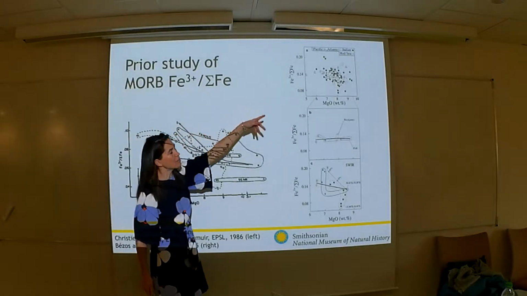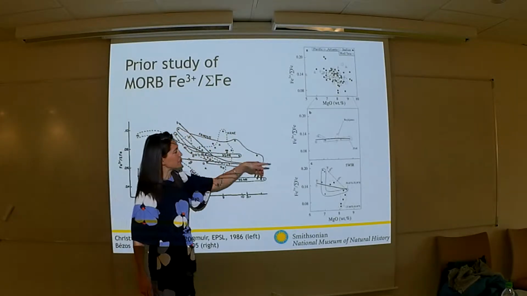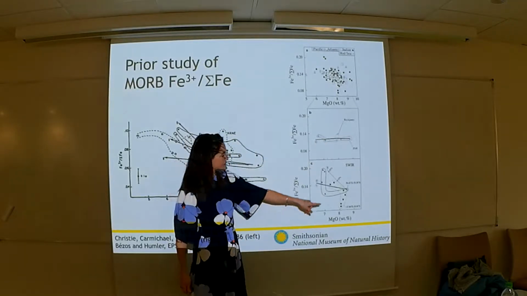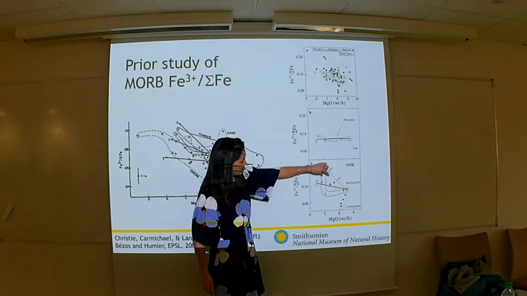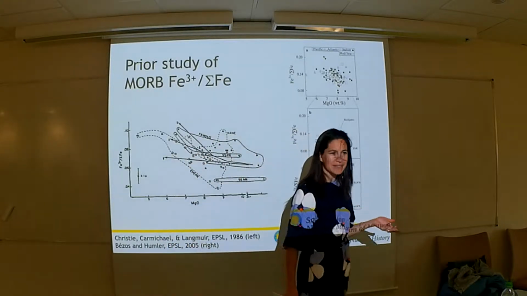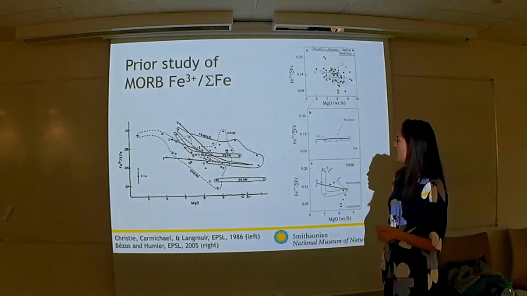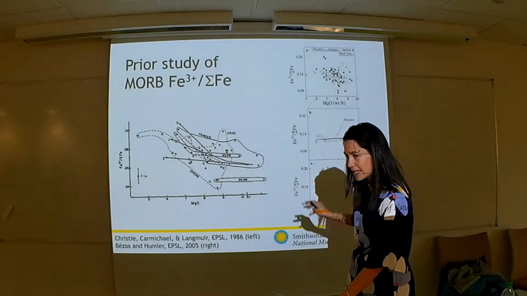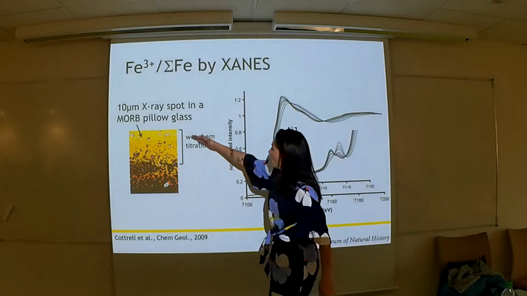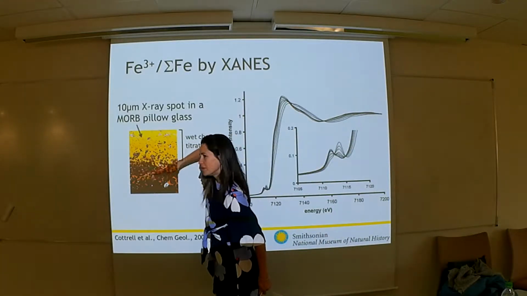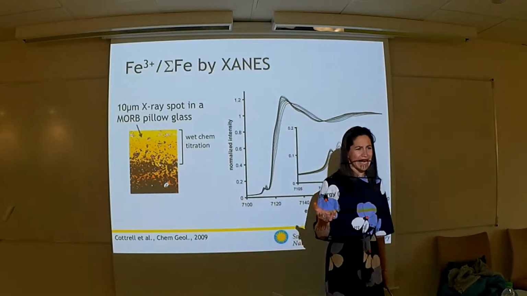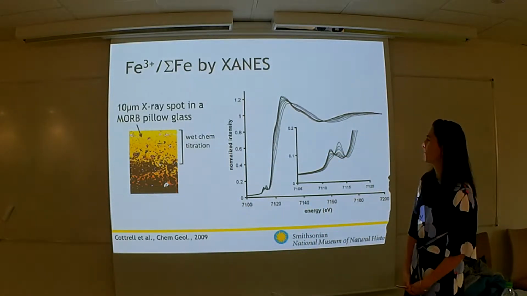And then Bezos and Humler saw essentially no trend, and even saw some places, individual ridge segments, with crazy shapes. So not the systematics that people were expecting. And again, this is wet chemistry titration, where you chip off the glass and you get some minerals in there and you dissolve it in acid and get the Fe3+ to total.